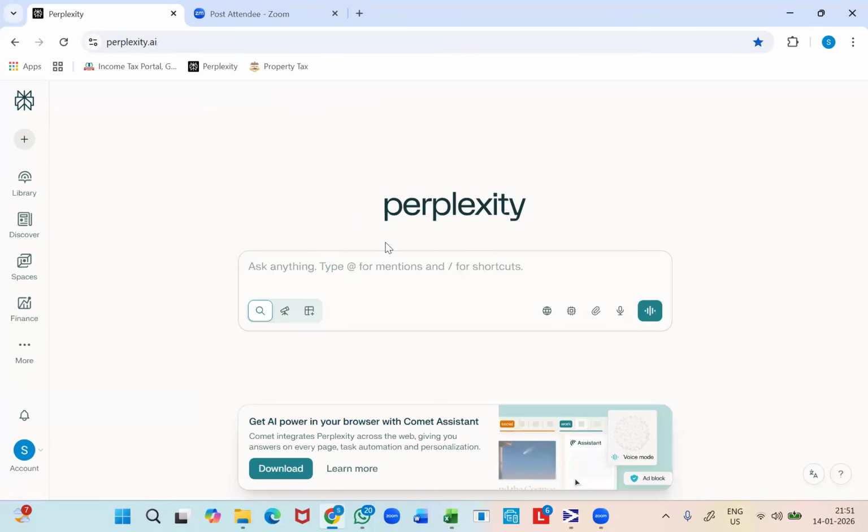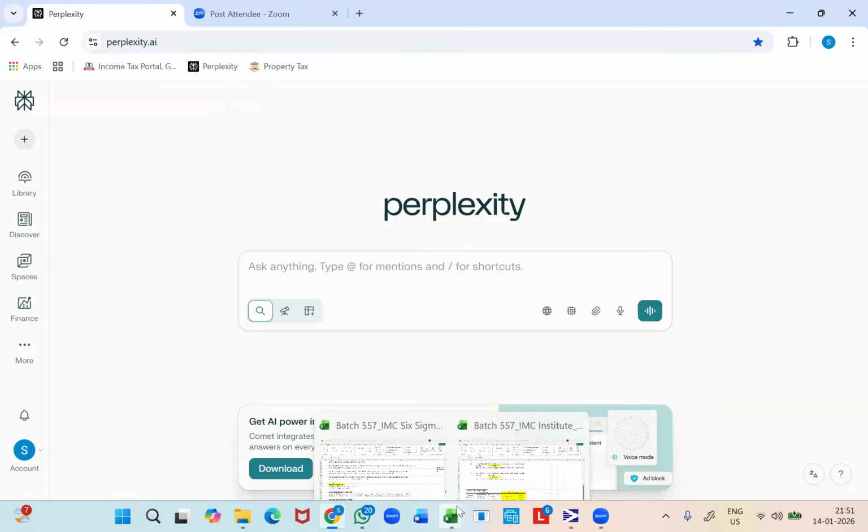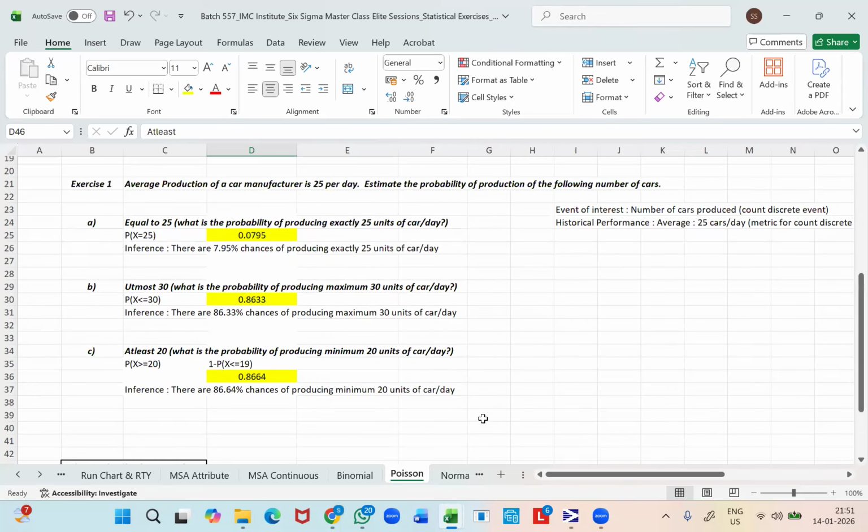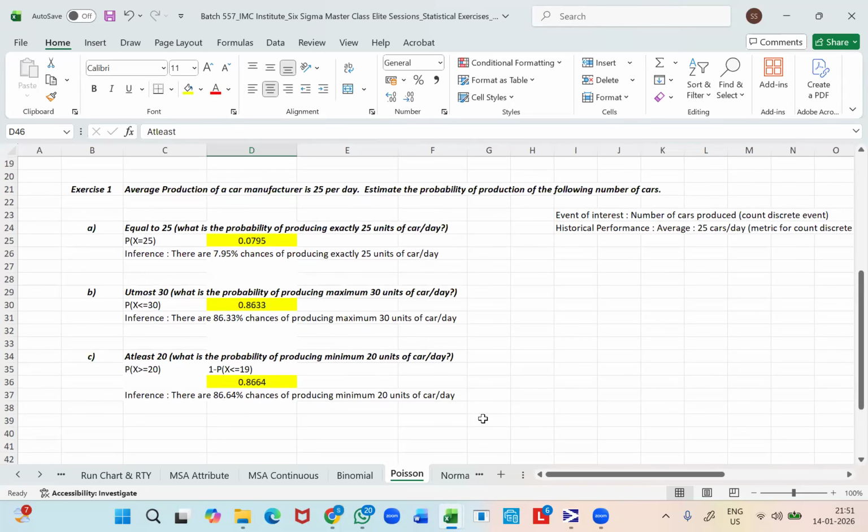So I can also see how to use the AI tool. Sridhar, one question. If you go back to the exercise, it could be a silly question. Please excuse me for that. No problem. Just scroll it up and go to the first question. So we are already manufacturing 25 cars per day, and the probability of production of 25 cars is too less.